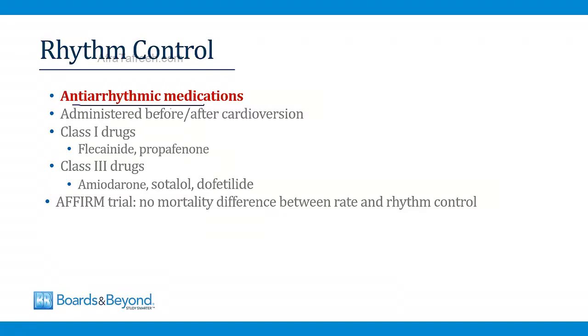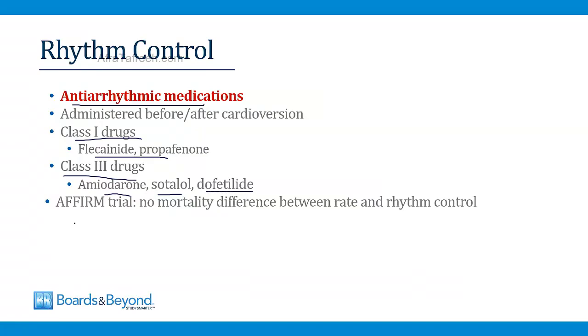This is generally a high-level cardiology thing. You don't need to know a lot about this for your board exams, but you should be aware of some of the drugs we use for rhythm control. Class 1 drugs like flecainide and propafenone can be used in patients who have structurally normal hearts. In other words, no history of cardiomyopathy or valvular disease. Class 3 drugs like amiodarone, sotalol, and dofetilide can be used in patients who have structural heart disease.